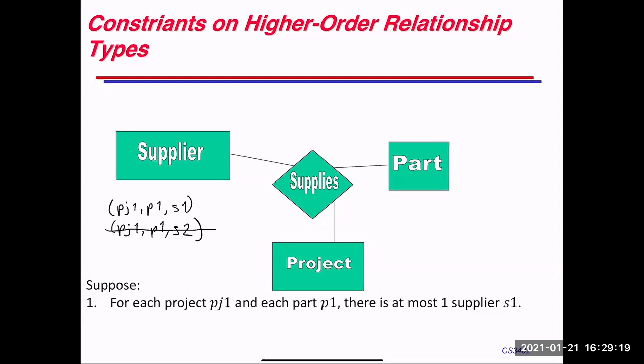So what does this tell me? I'm basically fixing two of the three parts here. I'm looking at a project PJ1 and at a part P1. So I'm fixing these two entities. And now I'm trying to determine how many suppliers I can combine with these two fixed entities. And the answer is 1, right? Because that's our requirement. There's at most one supplier S1. So I should write a 1 up here on the cardinality constraint.